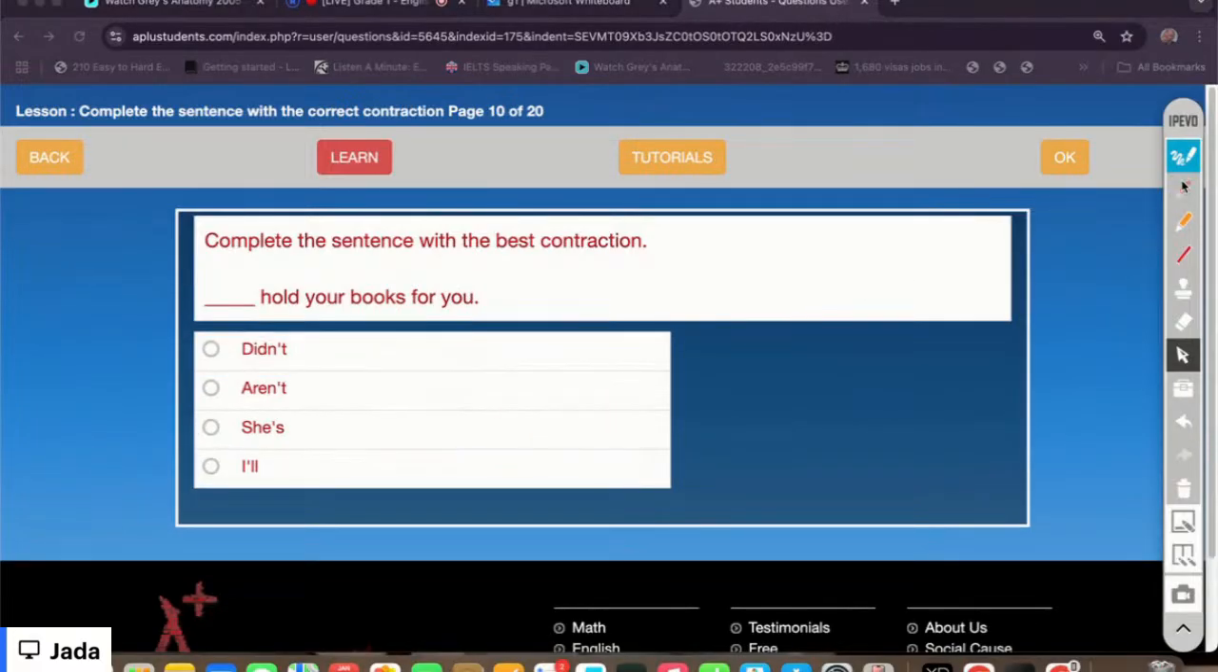So we also have here, dash hold your books for you: did not, aren't, she is, or I will. So is it didn't hold your books, aren't hold your books, she is hold your books, or I will hold your books for you? What is the right contraction here?